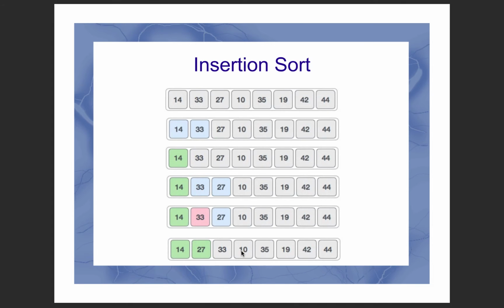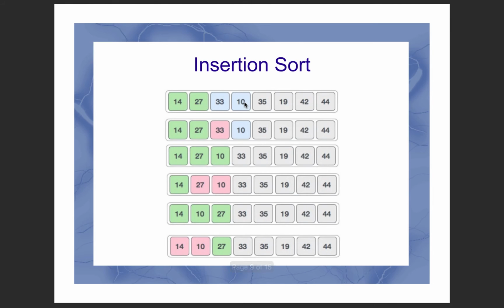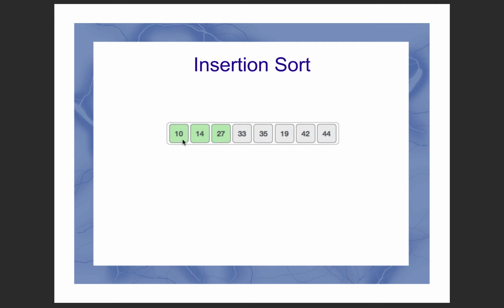So we'll take the 10 and find the right place for 10 in the sorted portion. The right position for 10 is before all of them. So what we are doing is shifting one by one and making a place for 10. 33 will be shifted over here, then 27 will be shifted here, then finally 14 will be shifted over here, and 10 goes in front. So you can see 10, 14, 27, 33.